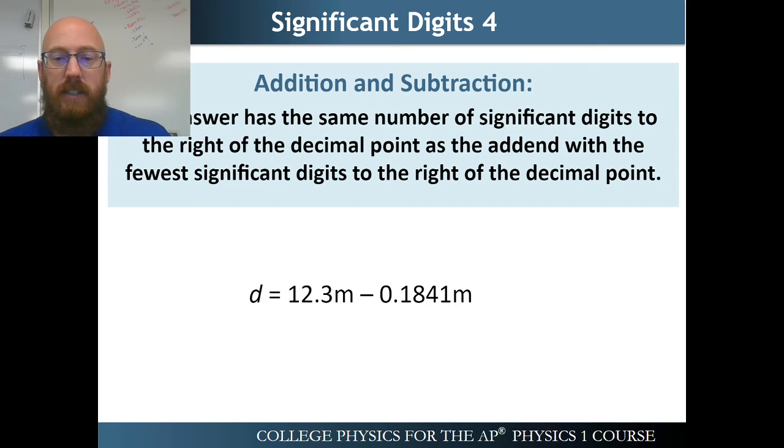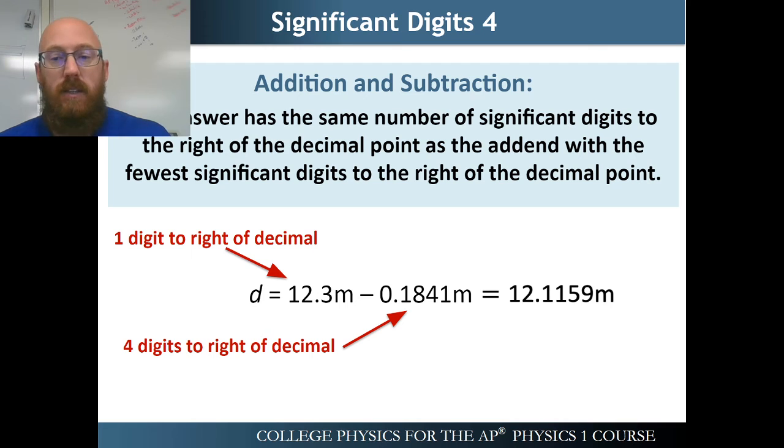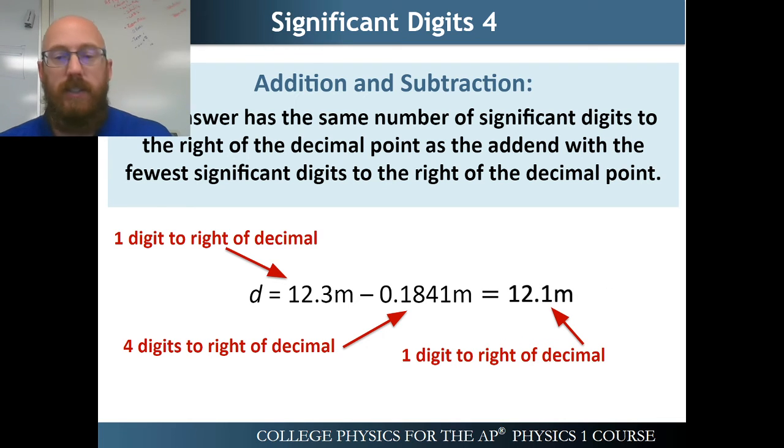Addition and subtraction, 12.3 minus 0.1841. So you do the math, that's the number you get off your calculator, but you realize the first one has one significant digit to the right of the decimal, the last one has 4 to the right of the decimal. You have to go with 1 to the right of the decimal.